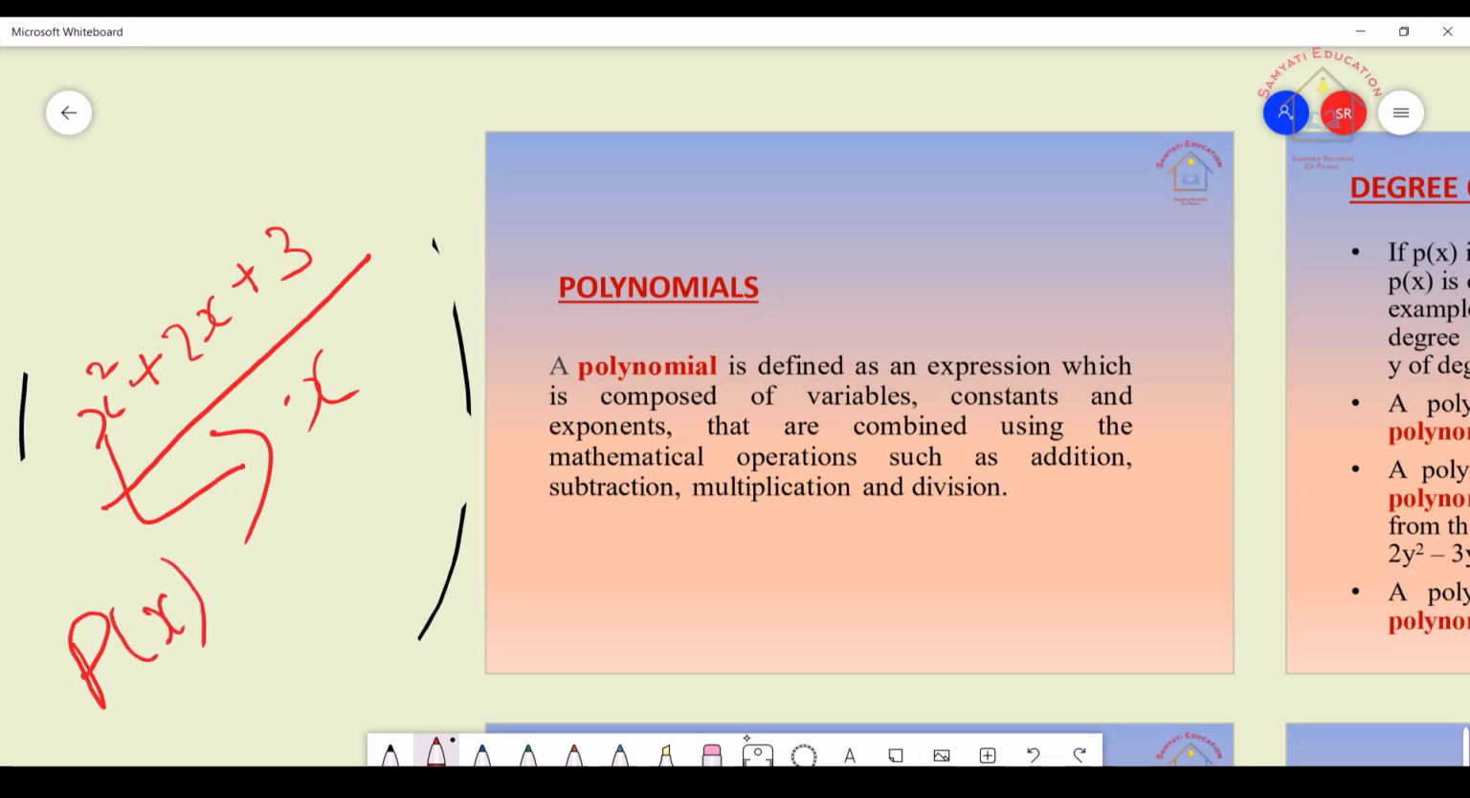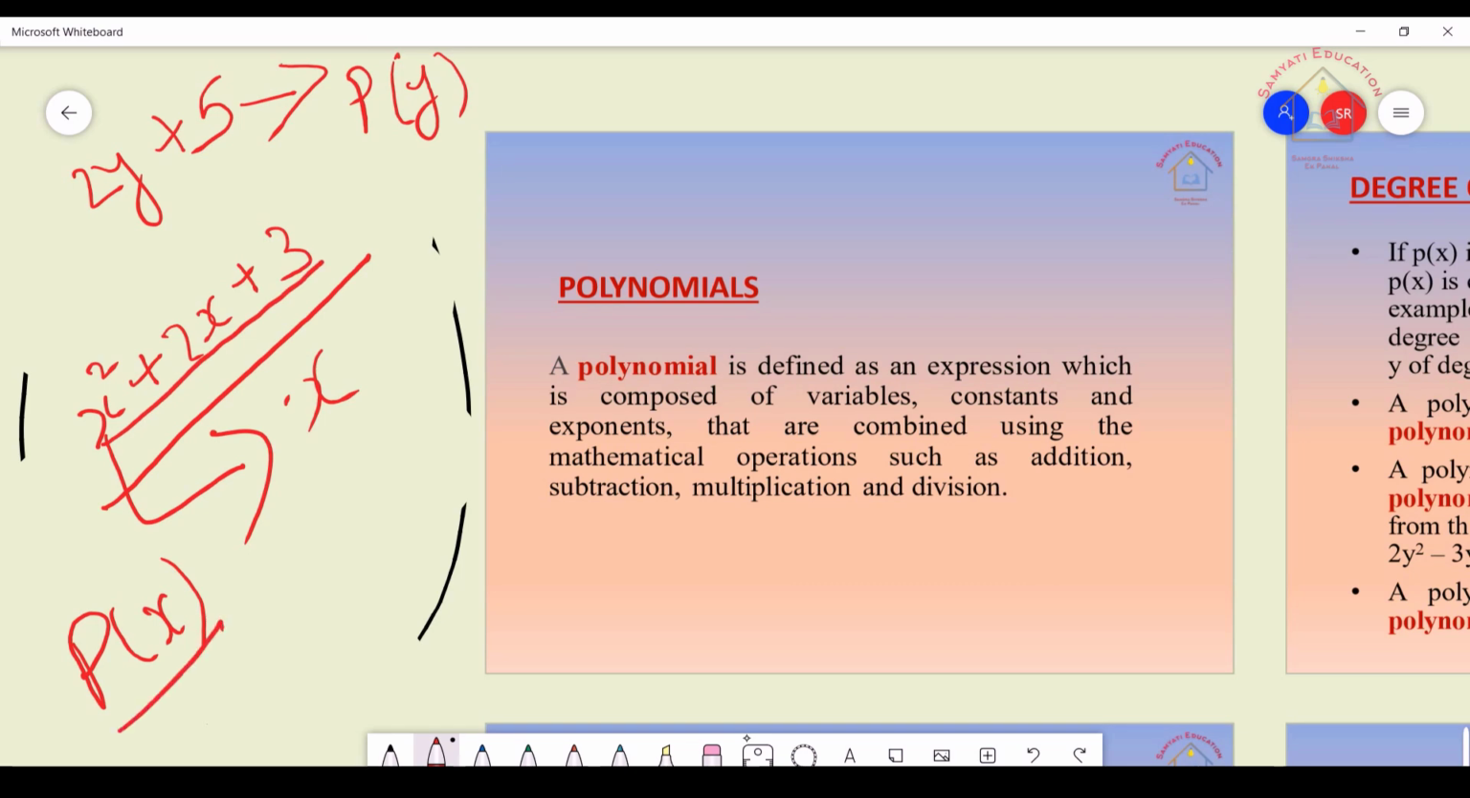If we write a polynomial like 2y plus 5, how do we represent this polynomial? As p(y). Got my point? The letter with the variable is the notation of the polynomial. P is symbolizing the polynomial, x is symbolizing the variable. Here the variable is y, so we are writing p(y).